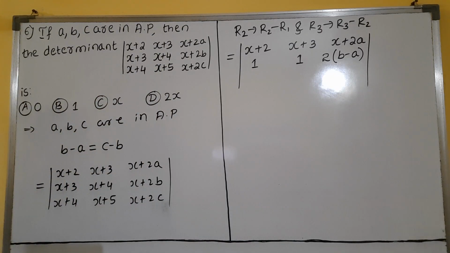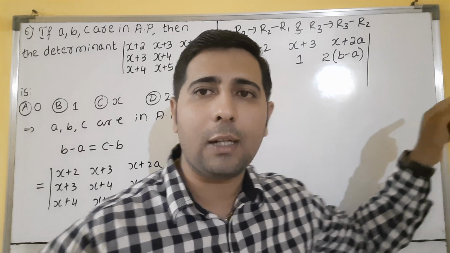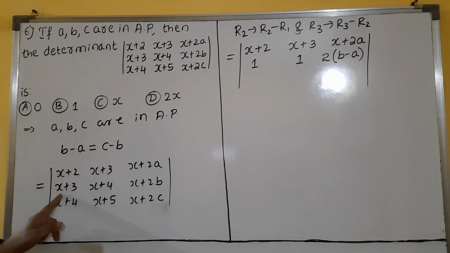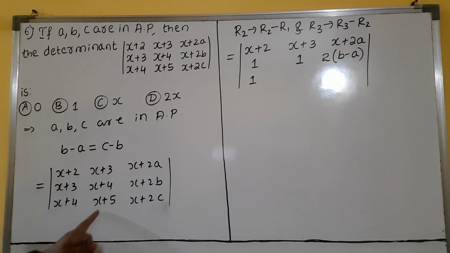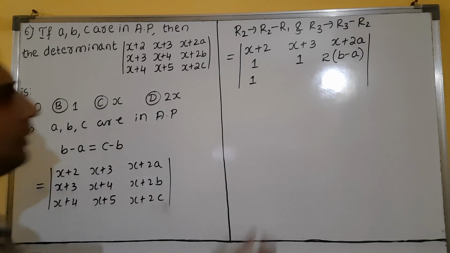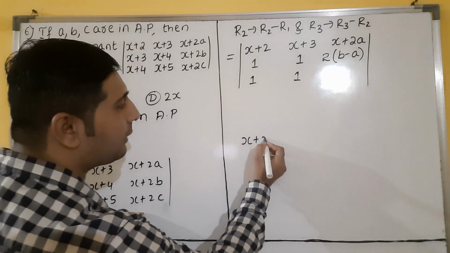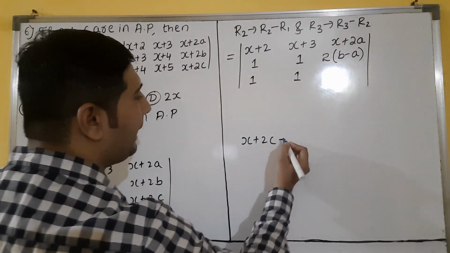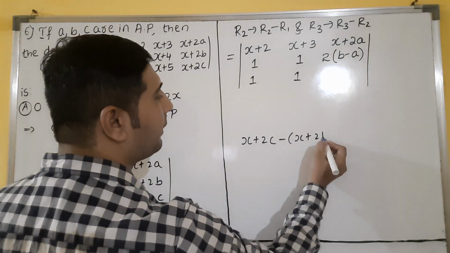Similarly, now come for this one. R3 minus R2. R3 minus R2 is what? R3 is X plus 5, minus X plus 4, that is 1, dear students. Similarly, this is X plus 2c, and R2 is X plus 2b. So how much will you get?